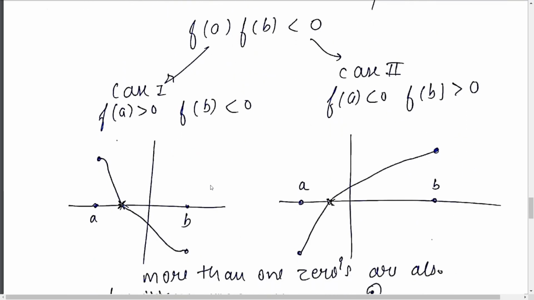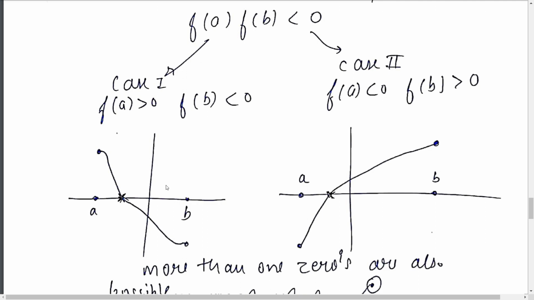So I've drawn this graph. This is the x-axis, this is the y-axis, this is the point x equal to a, this is the point x equal to b. F of a is greater than 0, so above the x-axis. F of b is less than 0, so below the x-axis. So I need to join a line between these. So it will definitely cut somewhere at least once on the x-axis. Not necessarily on the left side of the y-axis. It can cut here also. You can draw a line like this.